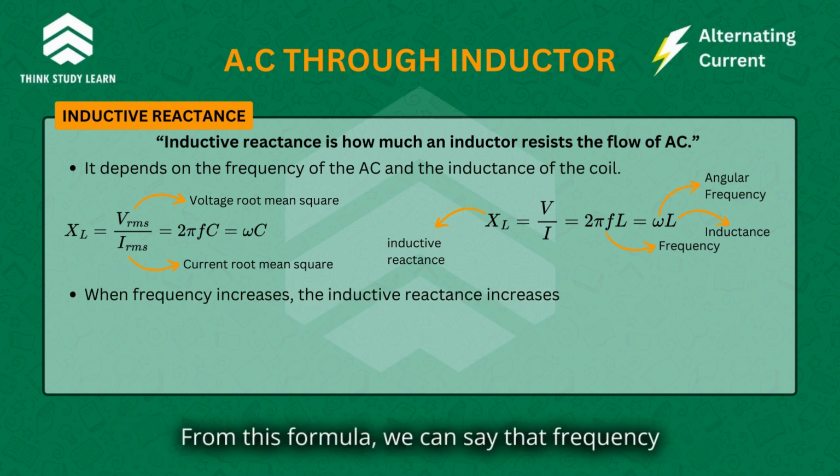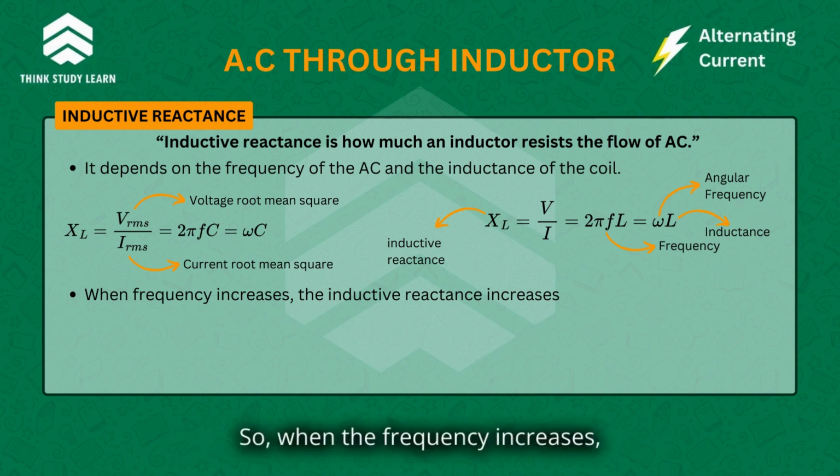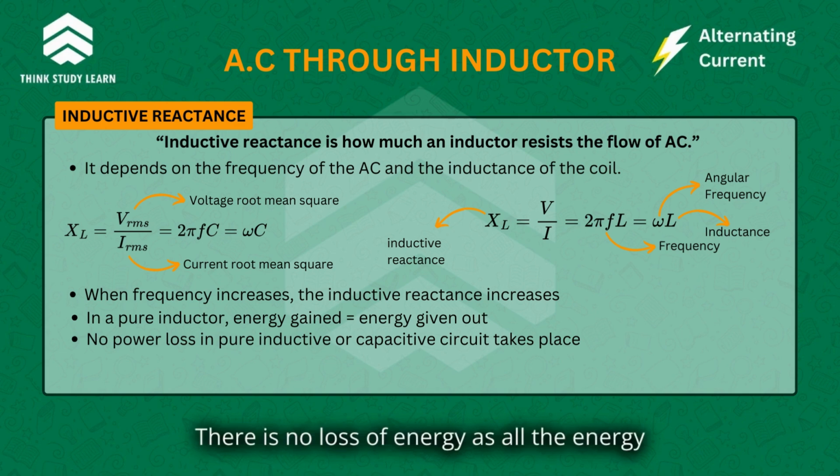From this formula, we can say that frequency is directly proportional to inductive reactance. So when the frequency increases, the inductive reactance increases. In a perfect ideal inductor, the energy stored in the magnetic field is returned to the circuit. There is no loss of energy as all the energy is stored and then released back to the circuit.